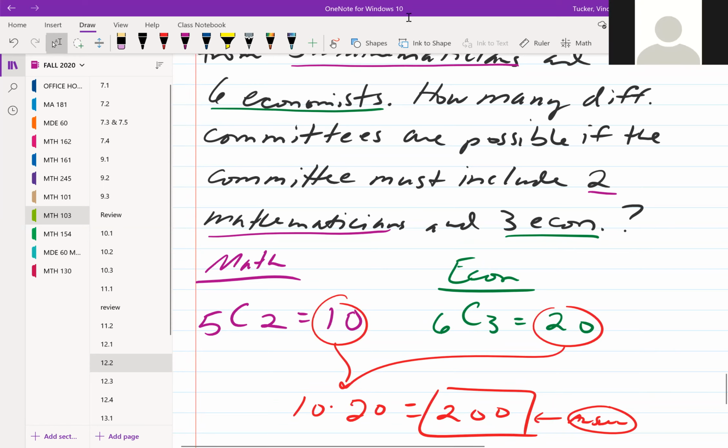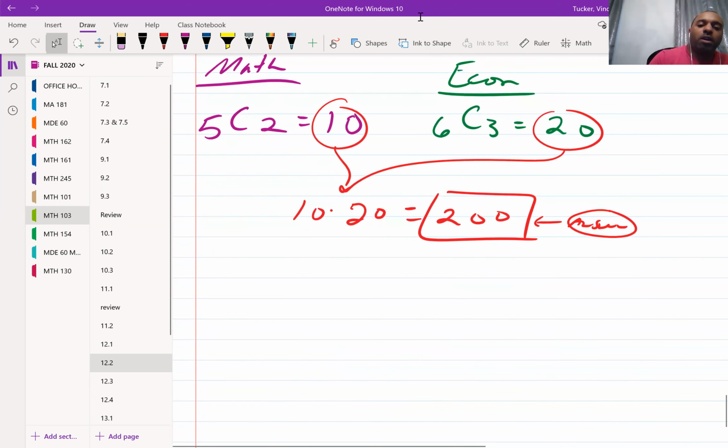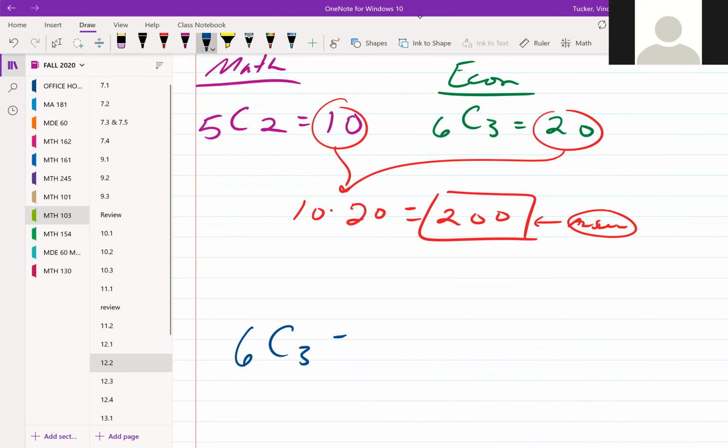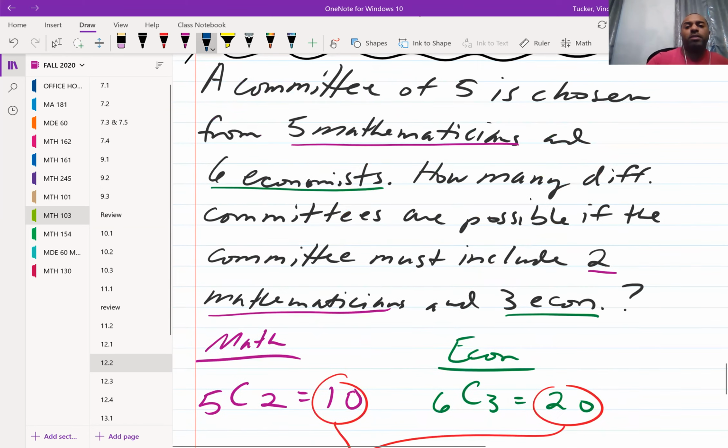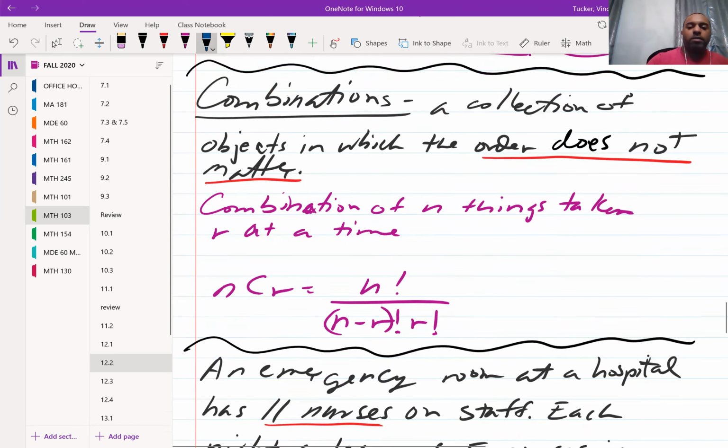I got a question. Yep. How did you just get 20? Put it in the calculator. Okay. Yeah. Now, if you're talking about the actual process, doing it like this, that goes back to that formula right here.